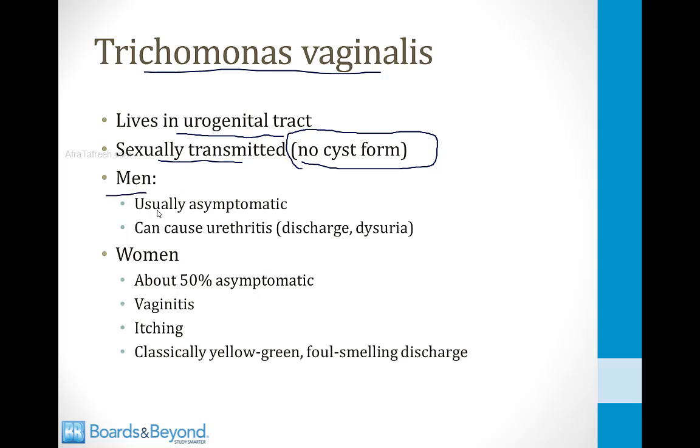In men, an infection is usually asymptomatic, although it can cause urethritis with symptoms like discharge and dysuria. About half of women are asymptomatic, but the other half have symptoms of vaginitis, so they will have itching, and they classically have a yellow-green, foul-smelling discharge, and I'm circling the word foul-smelling because that is a buzzword for Trichomonas infection in board question stems.